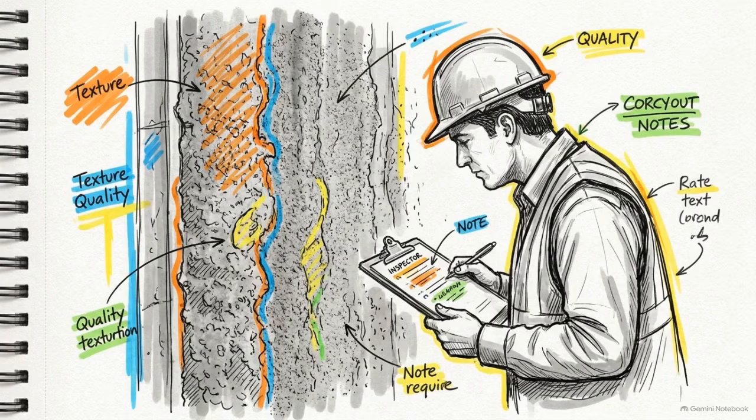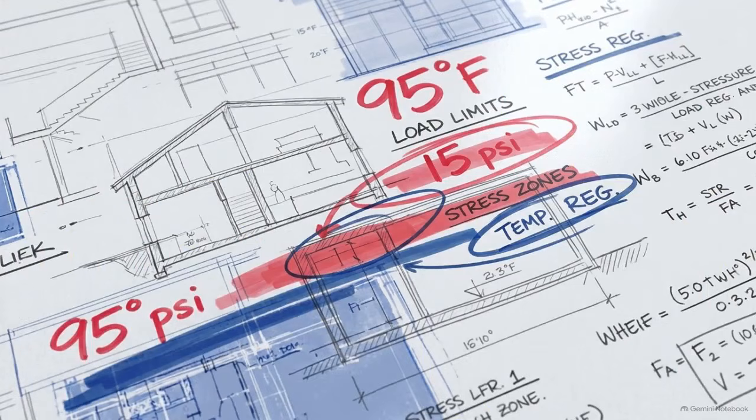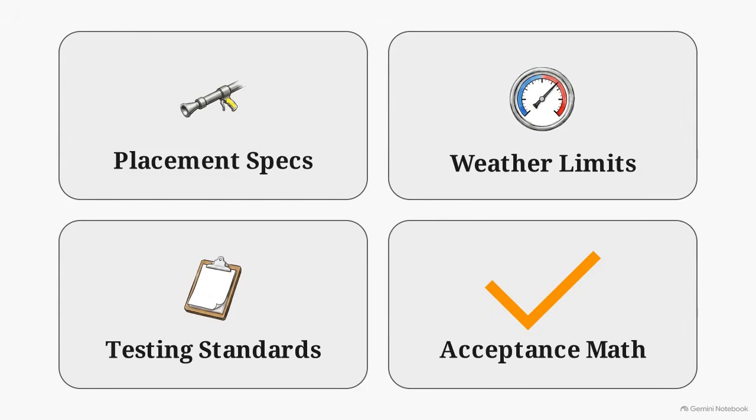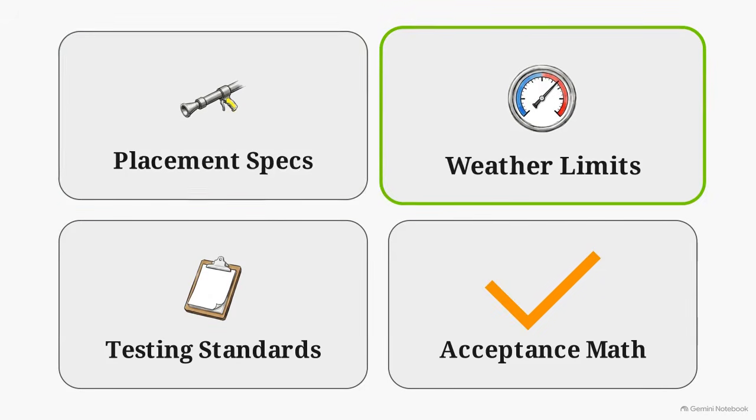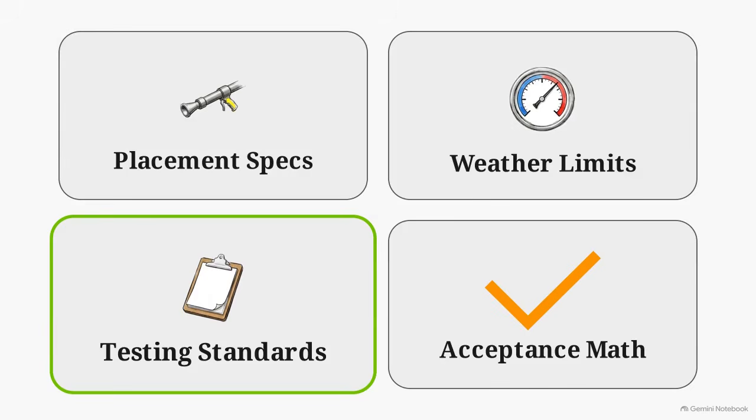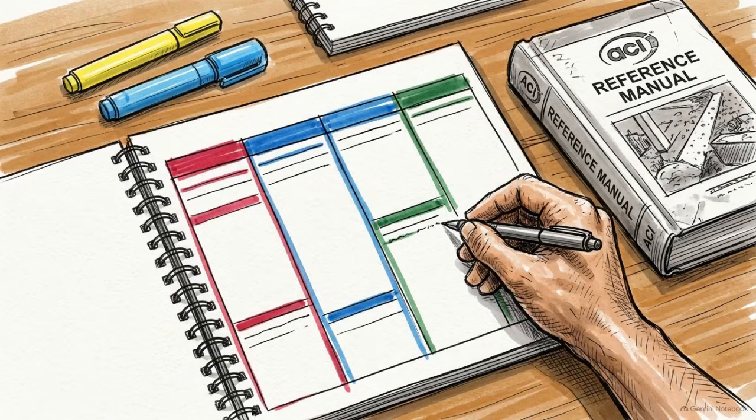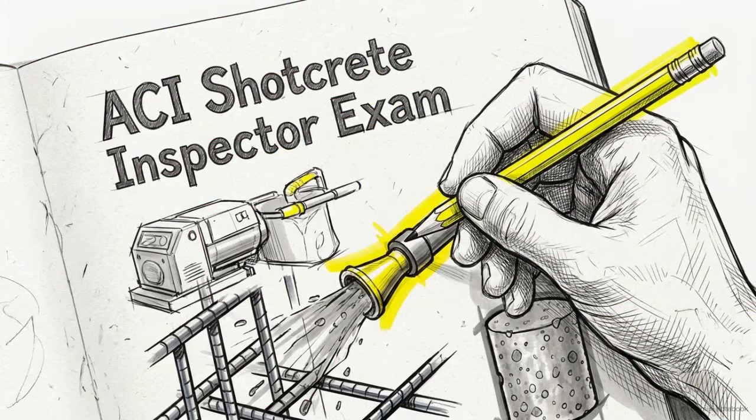Passing the ACI Shotcrete Inspector exam requires more than recognizing good concrete. Success depends on the strict application of numerical limits and procedural standards that define every stage of the shotcrete process. We will organize the 15 highest yield exam rules into 4 distinct memory buckets: placement specs, weather limits, testing standards, and acceptance math. Approaching the material through these buckets prevents cognitive overload. It allows you to build a structured mental scaffold that can be recalled during the high-pressure environment of exam day.